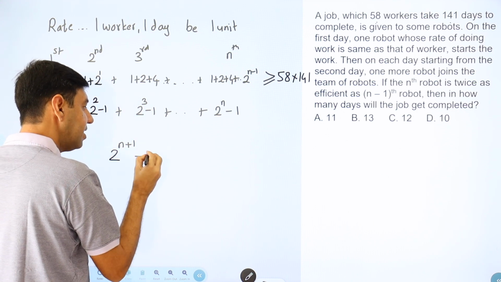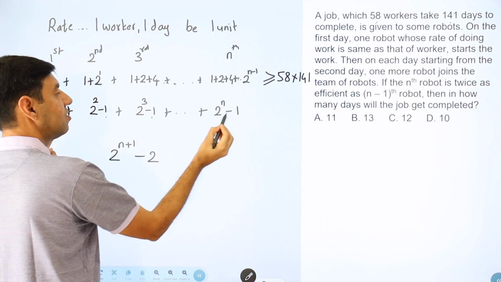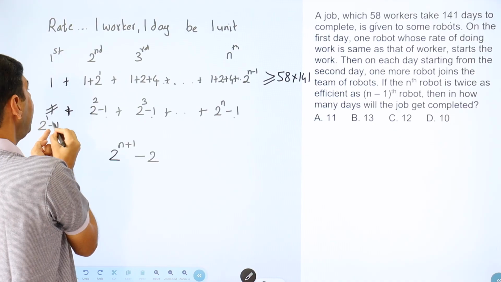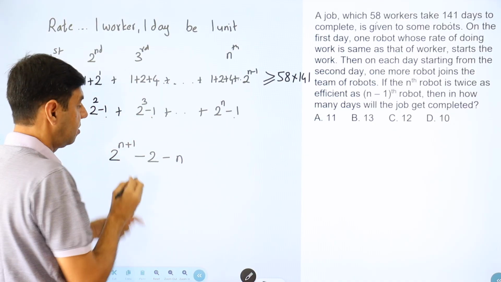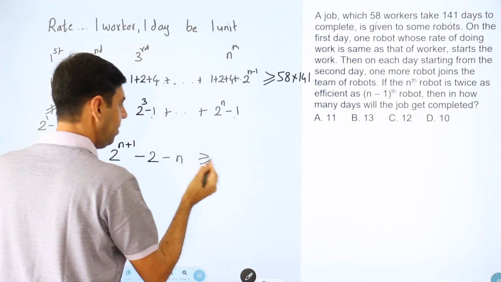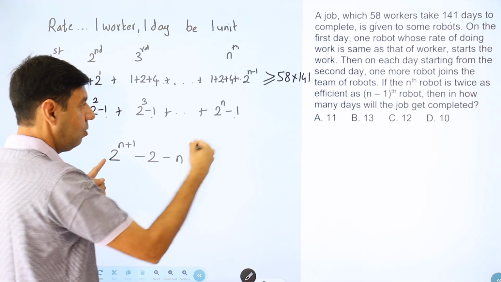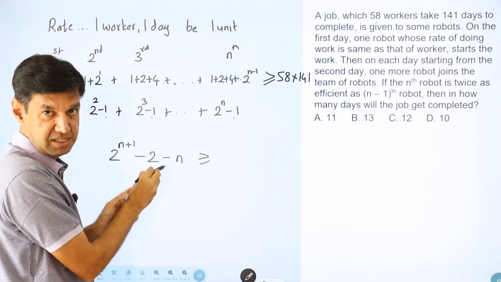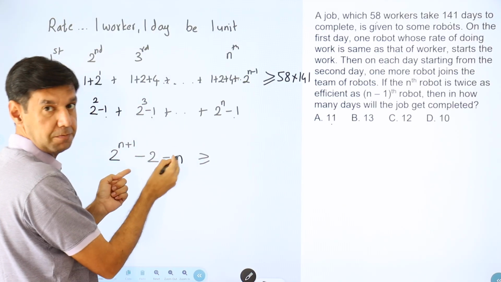But remember that 1 is something I had introduced. So instead of this minus 1, I'll have a minus 2. And then we have a minus 1, minus 1, minus 1, minus 1. How many times do I have a minus 1? n times. First, second, third, so minus n. So this term has to be greater than this. Now I don't think we'll be able to solve this algebraically. I want to find the value of n, and solving such an equation algebraically is difficult. So I'm going to take values of n from the options and plug them in.